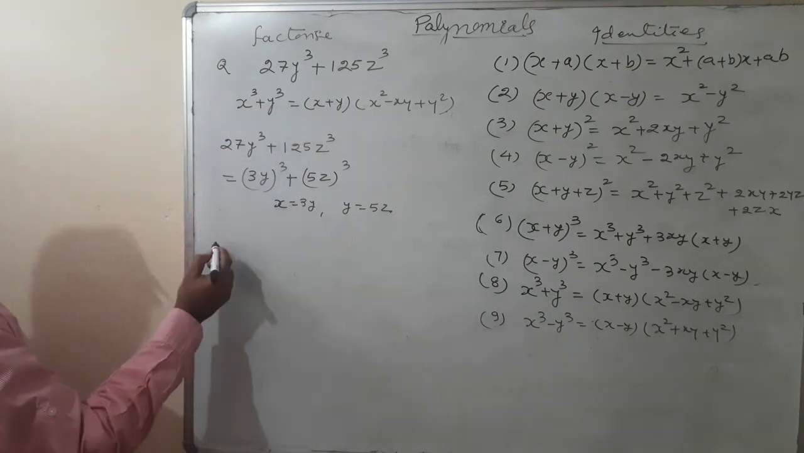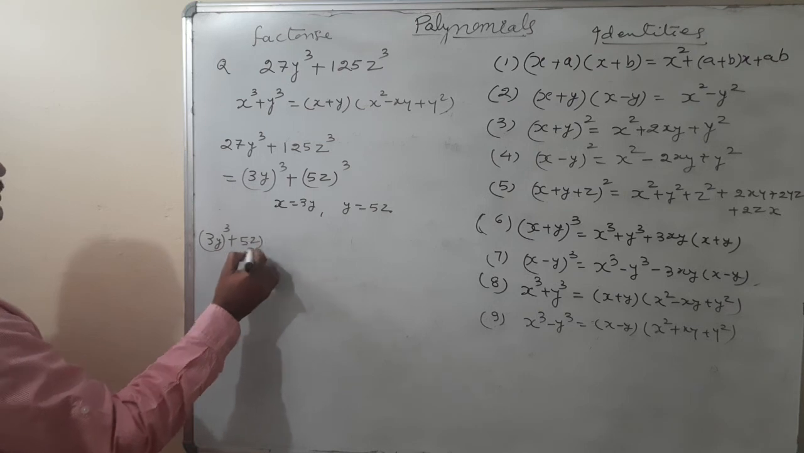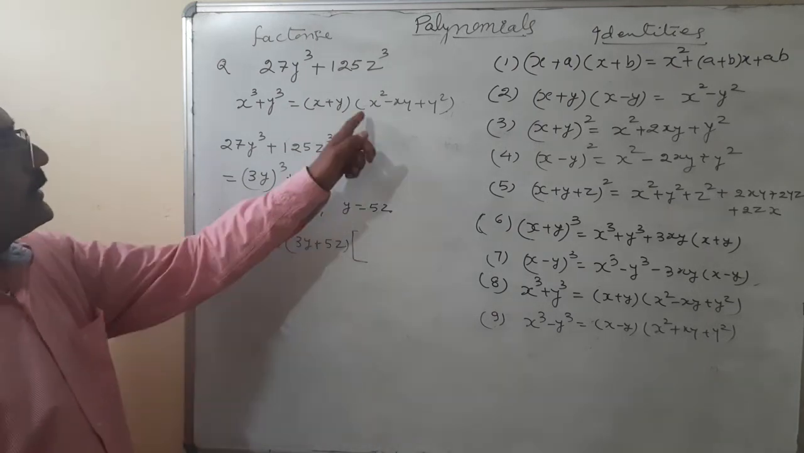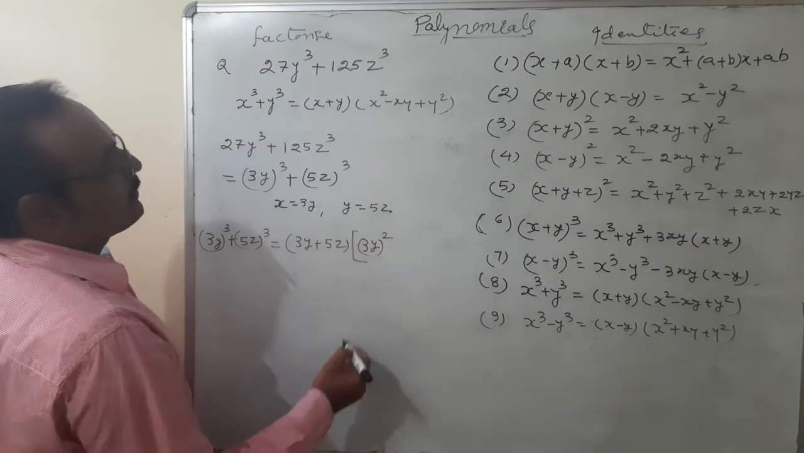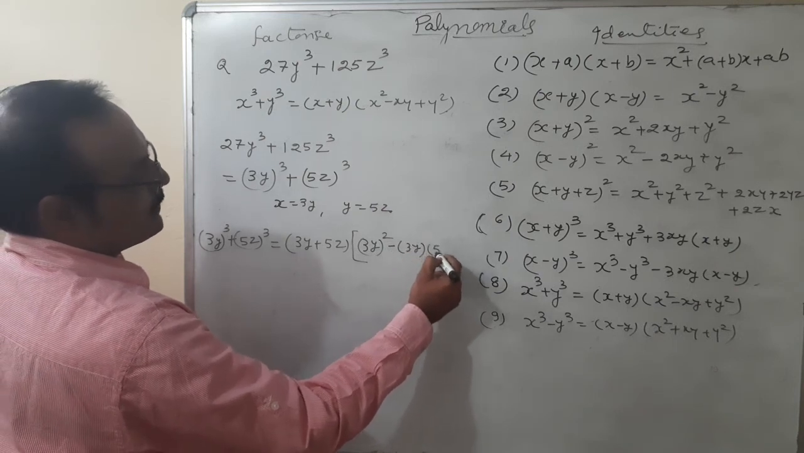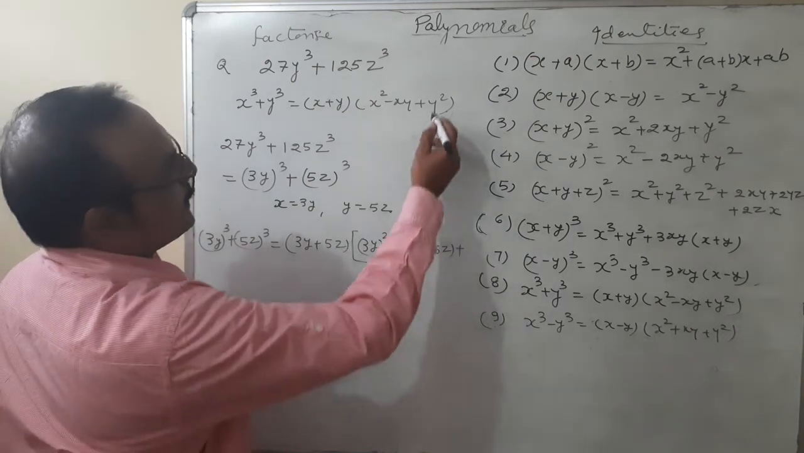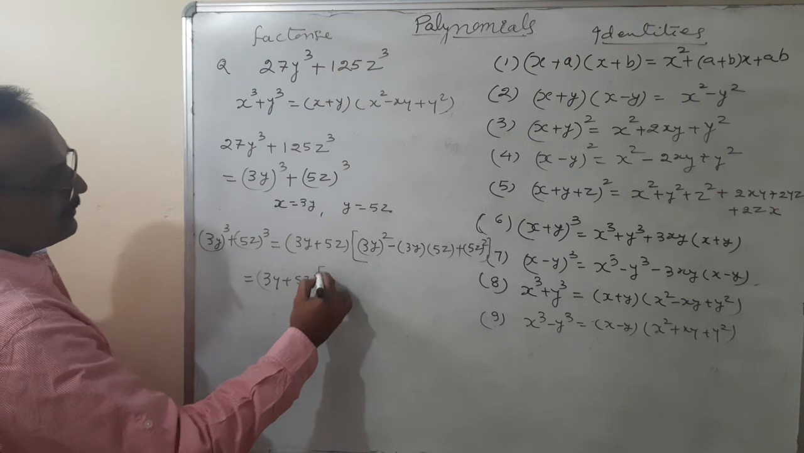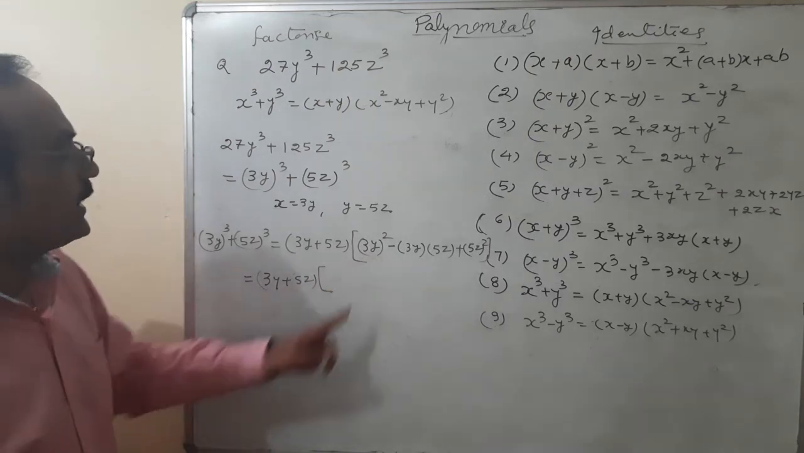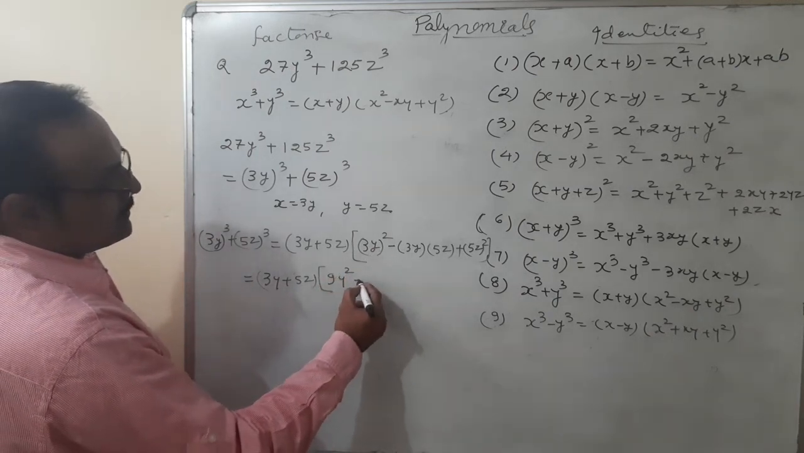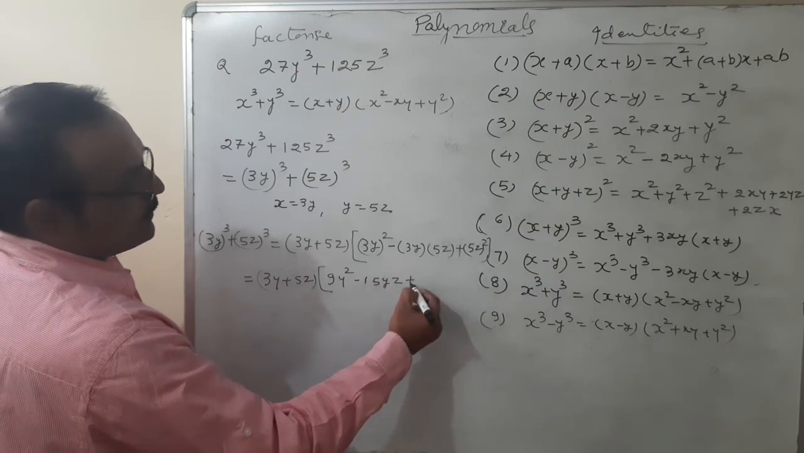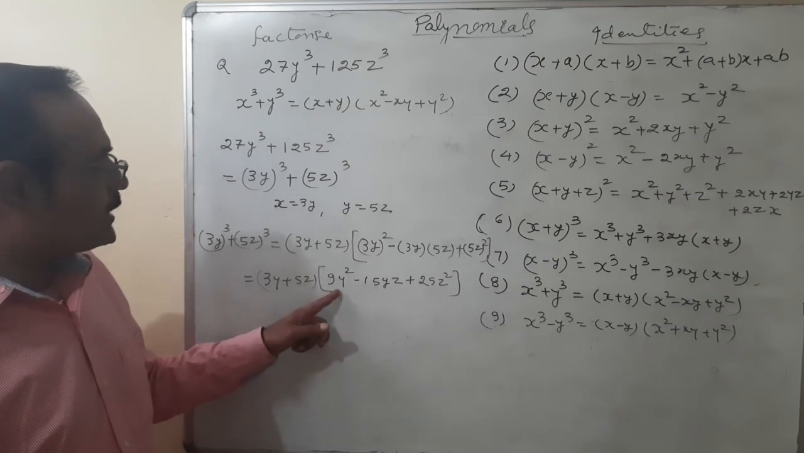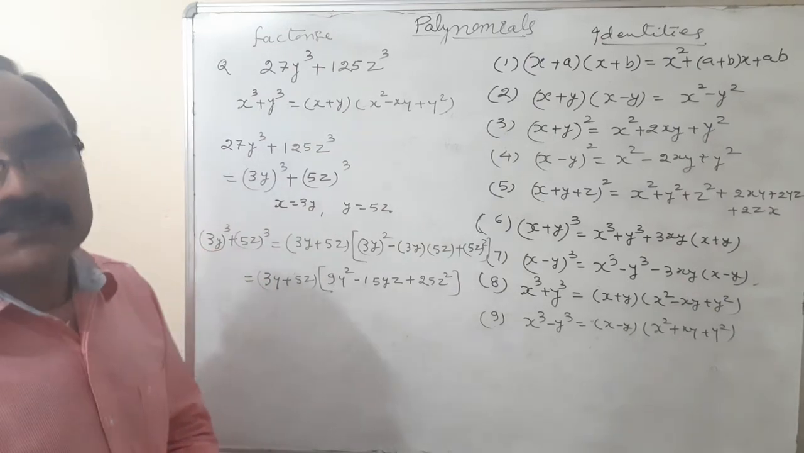So 3y whole cube plus 5z whole cube is equal to x plus y, that is 3y plus 5z. In the second bracket, x square means 3y whole square, minus xy, that is 3y times 5z, plus y square, that is 5z whole square. So it is 3y plus 5z. When I open the bracket, 3 times 3 is 9y square, minus 5 times 3 is 15yz, plus 5 times 5 is 25z square. So friends, these are the two factors: 3y plus 5z is one, and the second is 9y square minus 15yz plus 25z square.